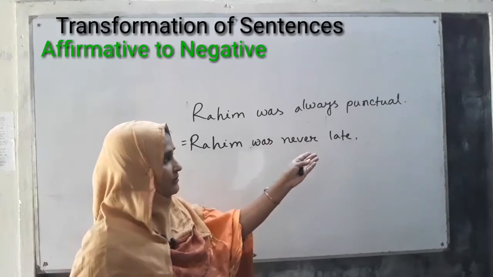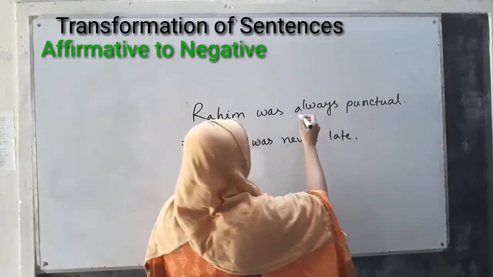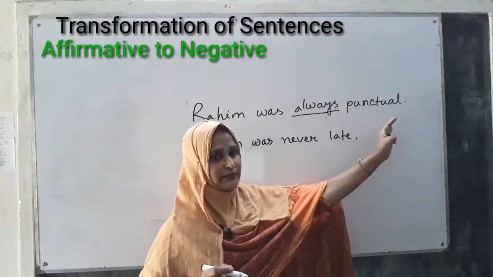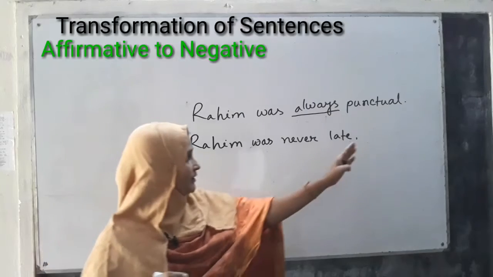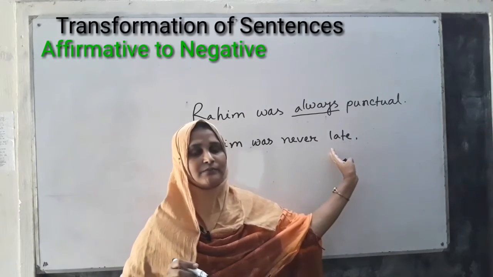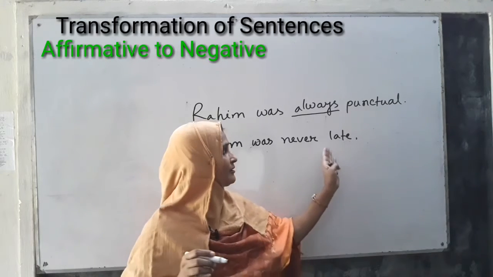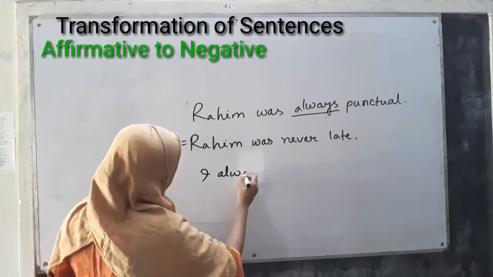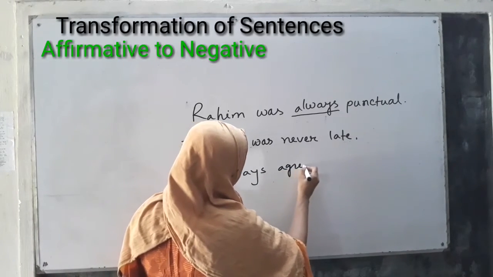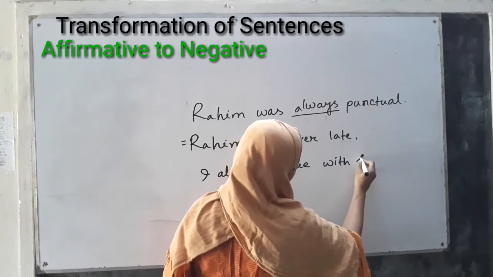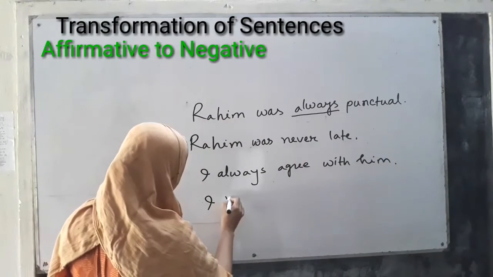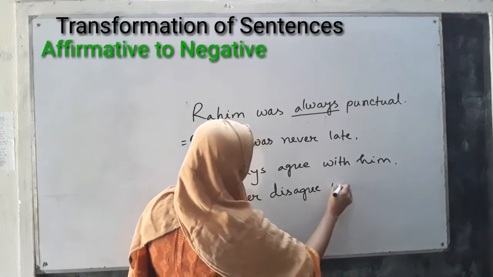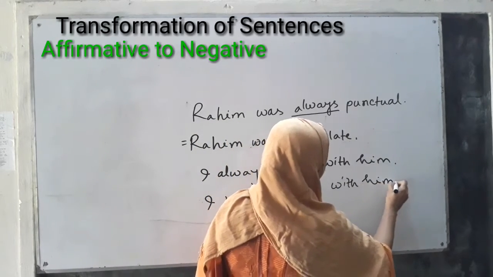Rohi was always punctual. "Always" has been replaced by "never", and the affirmative word "punctual" replaced by the negative or opposite word "late". So, I always agree with him. Now, I never disagree with him.